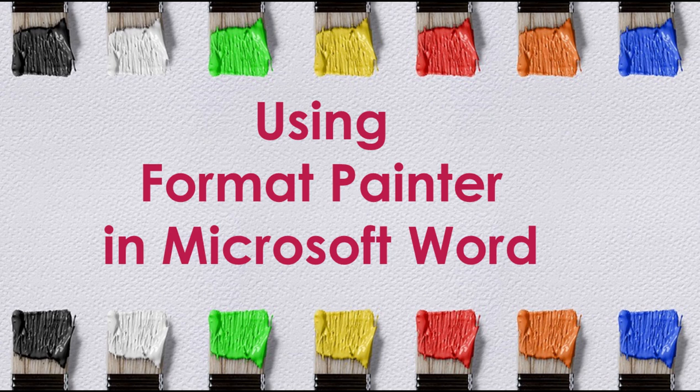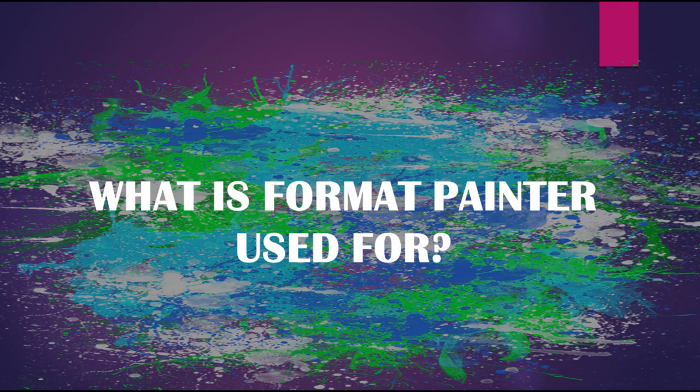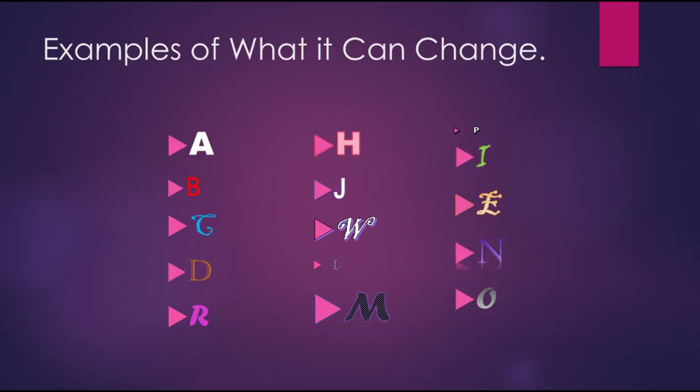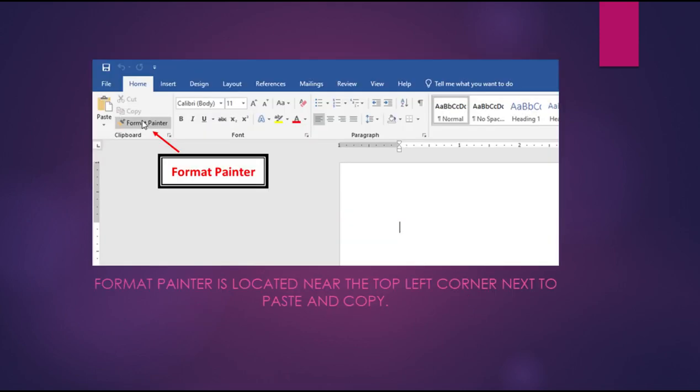Format Painter in Microsoft Word is used to transfer the same formatting setup from one word to another word, or to one sentence. Formatting setup consists of color, font style, font size, and border style. Format Painter should be right next to copy and paste near the top left.